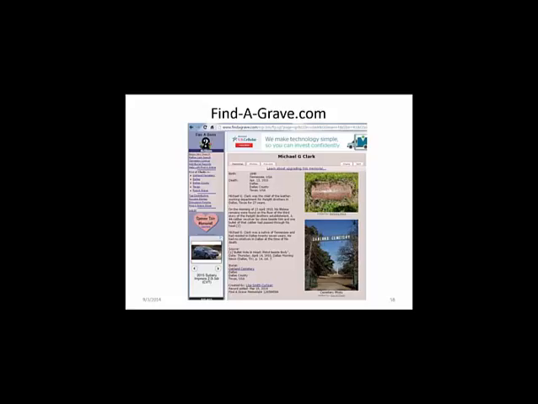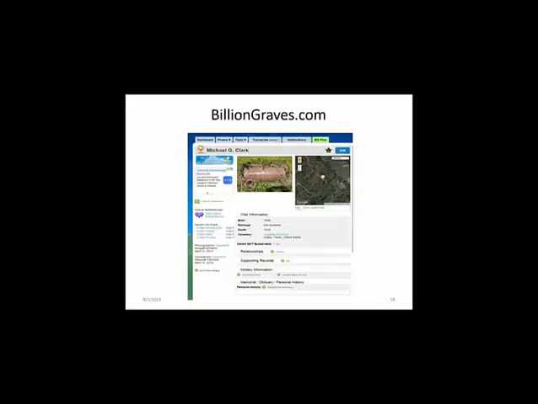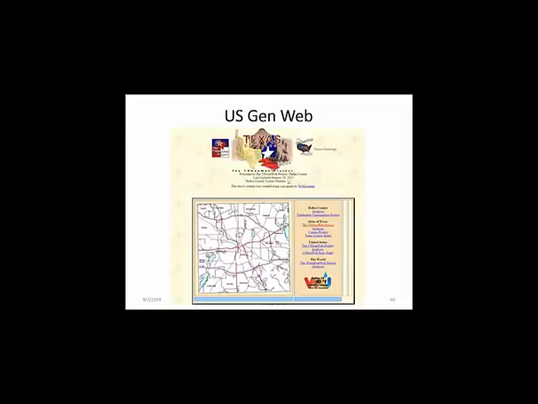Michael is out at Oakland, and slightly different on Billion Graves, so more of a locator type service. US GenWeb is still here and could be an incredible resource. This is where you could put little pieces of information, one deed, two deeds, a marriage record or something, again, small indexes for any place in the United States.